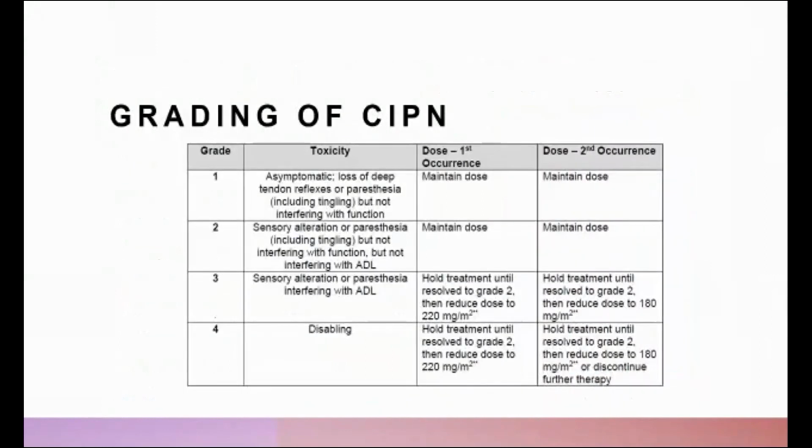This is an example of what I said before of the grading scale of peripheral neuropathy, and this is what guides our practice. So it gives us some sort of practice. You don't have to stick to it hard and fast, but for example, if your peripheral neuropathy is disabling, you would stop treatment. If it's only mild, you might just keep going, keep a close eye on it.